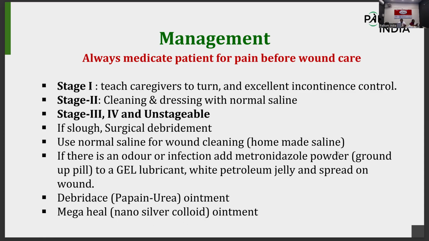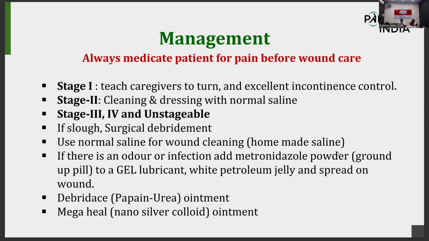If the wound is unstageable and there is slough, sometimes it will be very hard like a stone. The first step of management is how we can soften the slough first. So we have to soften the slough, or otherwise we can arrange surgical intervention. In our setting, we dress with white petroleum jelly for softening the slough. Once the slough gets softened, we remove the slough.